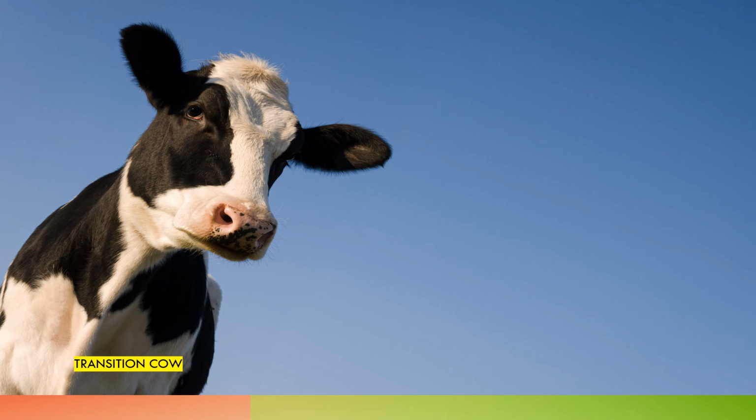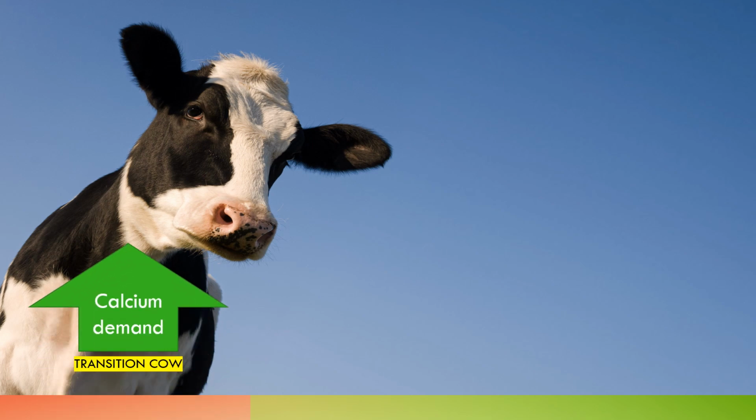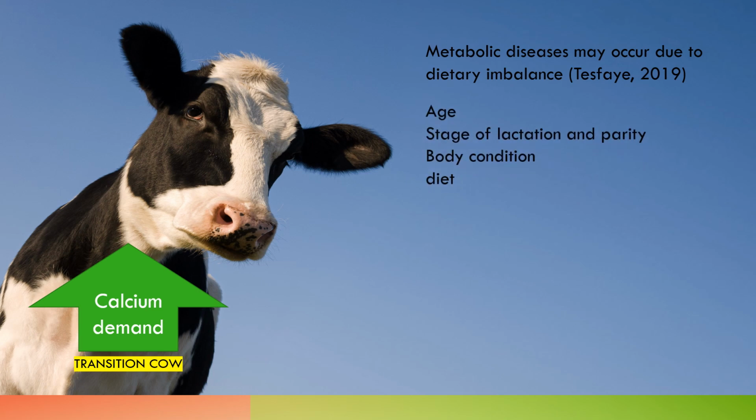The demand of calcium in dairy cows significantly increases at the onset of lactation within a very short period. In transitional periods, that is 3 weeks before and after calving, metabolic disorders may occur due to dietary imbalance in dairy cows. Some factors, such as age, stage of lactation and parity, body condition, and diet, may influence imbalances.